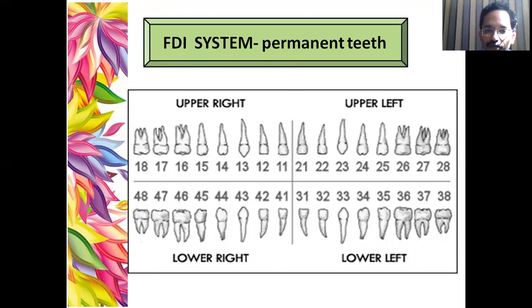So in every quadrant for permanent teeth, 1 corresponds to the right maxillary central incisor, whereas 8 corresponds to the right maxillary third molar. Similarly, 2 1 is the left maxillary central incisor, 2 8 is the left maxillary third molar. In the lower, it is represented as 3 1 to 3 8 for the left side, and for the right side, it is represented as 4 1 to 4 8.